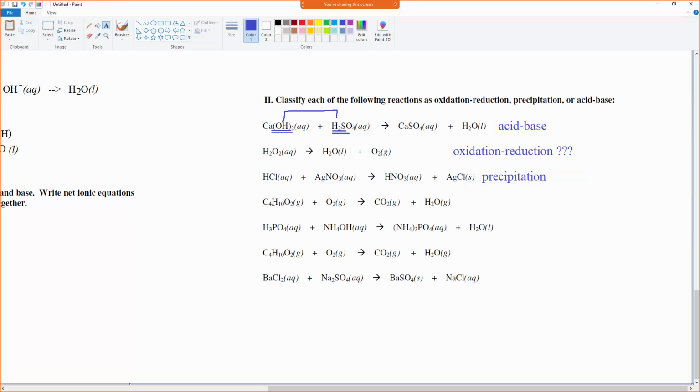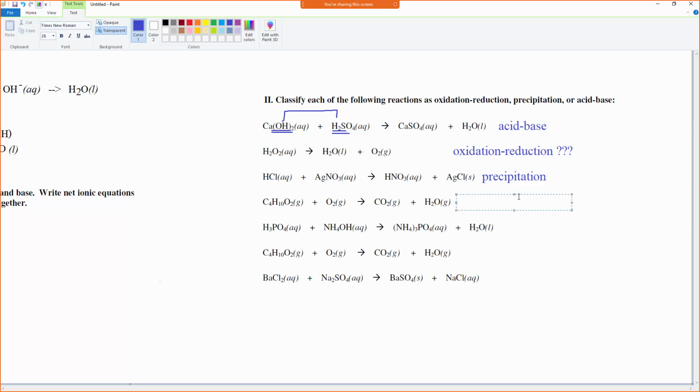Okay, what about this one? Again, it doesn't really fit our rules for precipitation because there's no solid formed. And it doesn't really fit our rules for acid bases because you're not forming liquid water and it doesn't look like I have an acid or a base. So we can say again here, oxidation reduction.